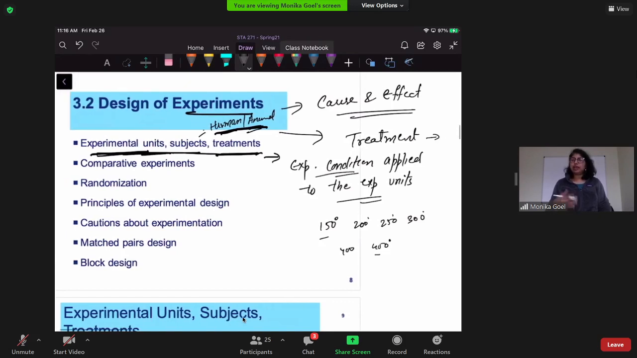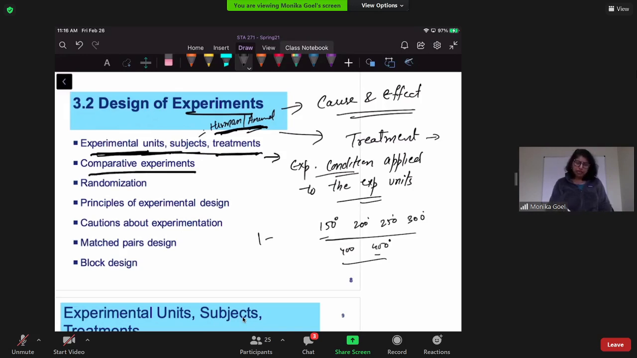And then I can check other things. If I'm using an hour to bake the cake, which one is the best out of these? Or which one gets burned, or which one is not fully baked? So the experimental condition that I'm applying to that experimental unit, I'm talking about treatments.